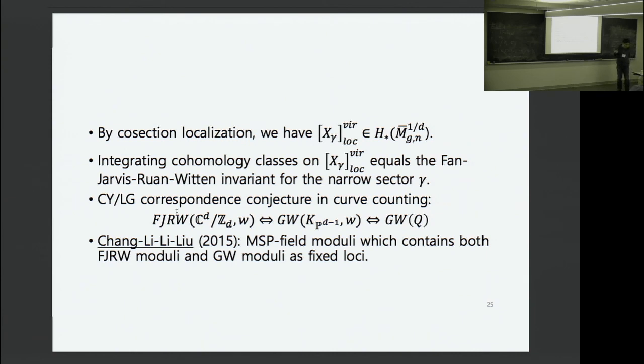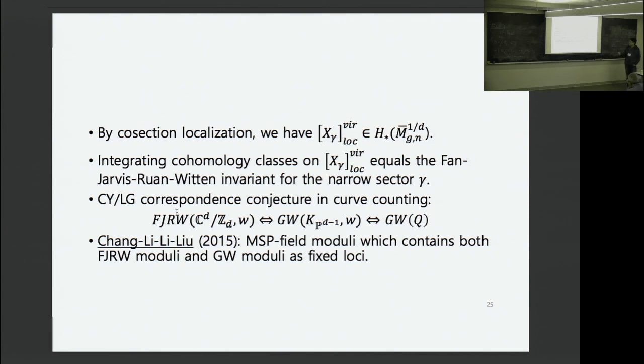So now in this setup, the Landau-Ginzburg/Calabi-Yau correspondence conjecture means the equivalence of these three things: the Gromov-Witten invariants of the Calabi-Yau hypersurface Q, the Chang-Li theory, and then the Chang-Li-Li theory of FJRW invariants for narrow sectors. So these three things are expected to be equivalent, and Chang-Li-Liu.